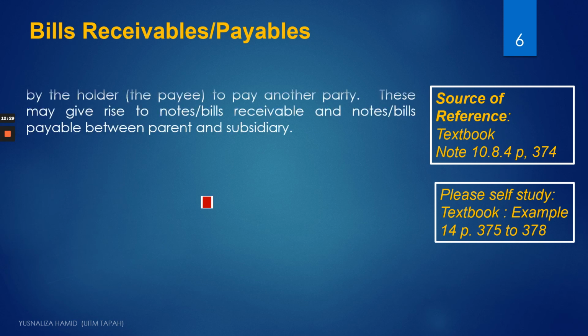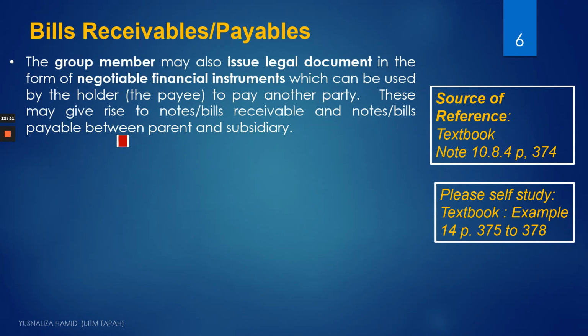Now we move on to bills payable and bills receivable. The group members may also issue some legal documents in the form of negotiable financial instruments, which can be used by the holder or the payee to pay another party. These may give rise to notes or bills receivable, and it also may give rise to notes or bills payable as the transactions happen between parent and subsidiary.